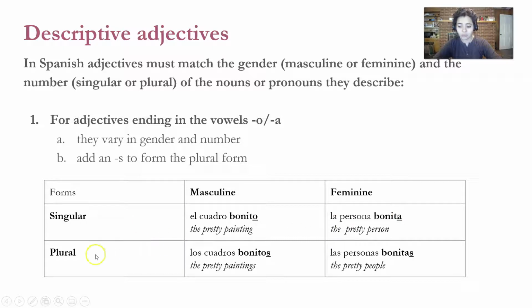And then to form the plural form, you add an S. So for a masculine plural noun like cuadros, which means paintings, the adjective must also be masculine and plural. Las personas bonitas. Personas is a feminine and plural noun, so bonitas must also be feminine and plural.